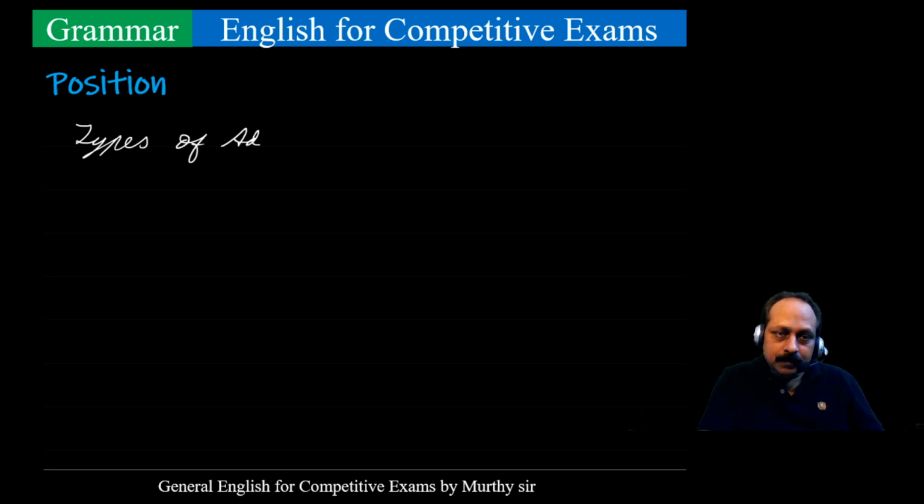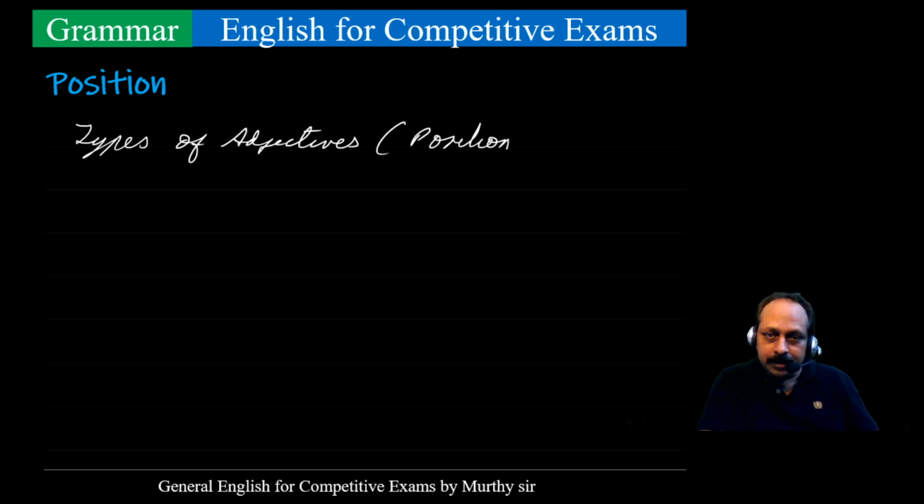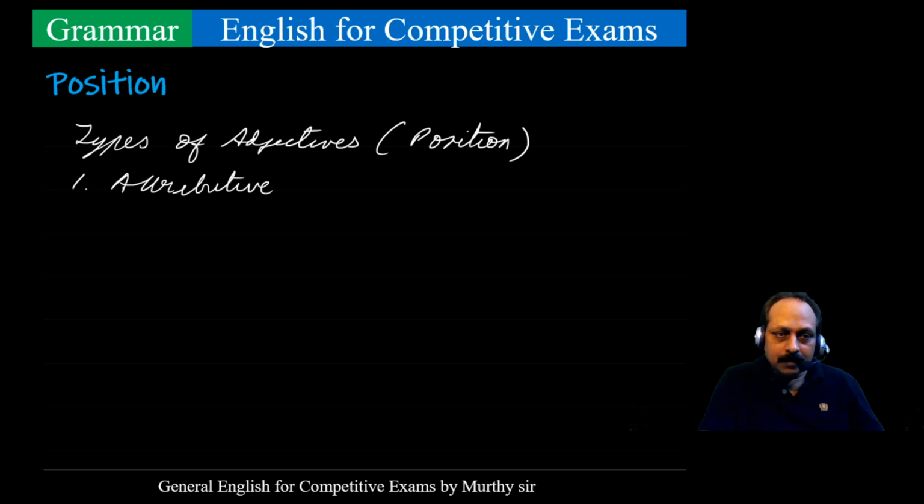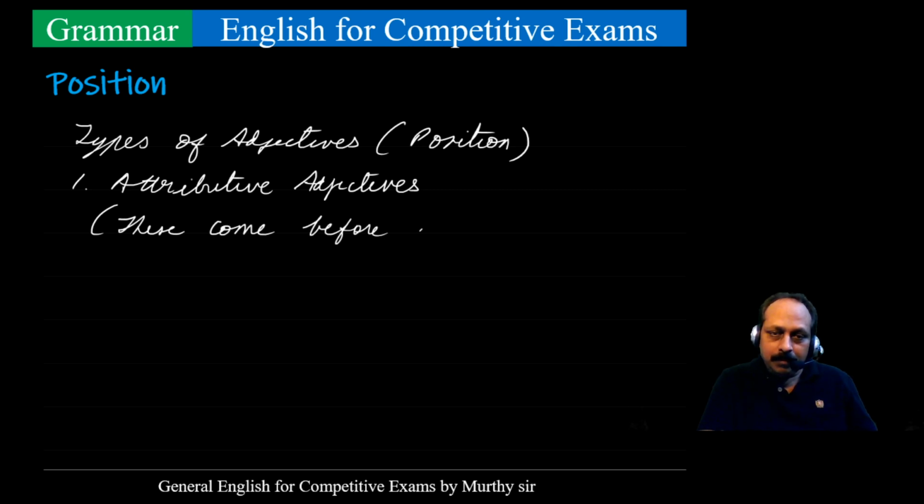Types of adjectives based on position, mind you. Based on what position? First one, attributive adjectives. These come before a noun. Attributive, no I, it is the letter U. Attributive adjectives, these come before a noun.